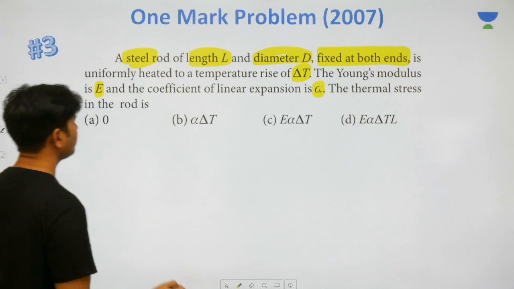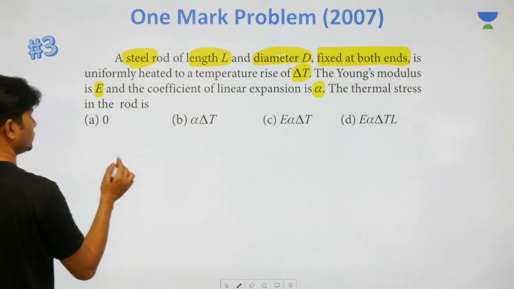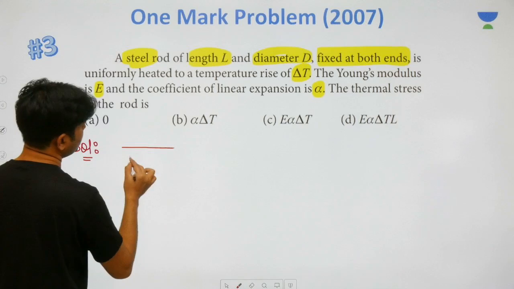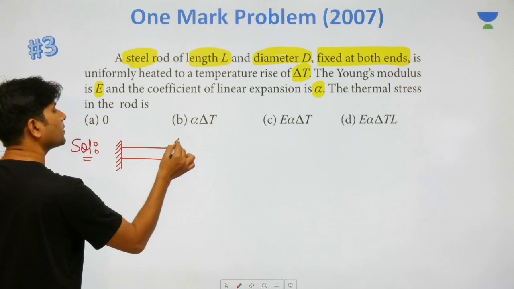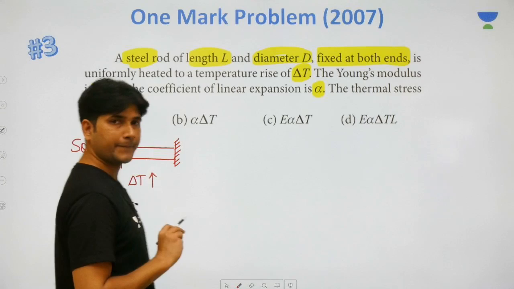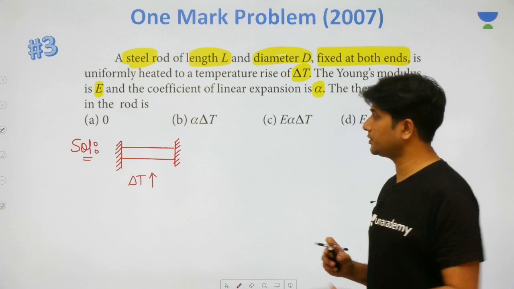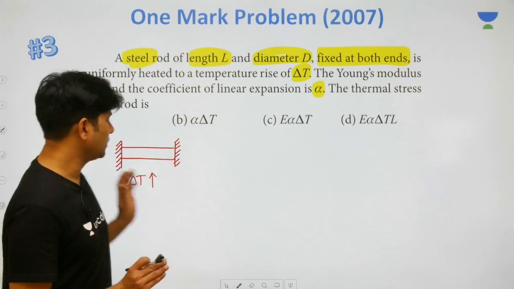So now it is fixed at both the ends, and if it is fixed at both the ends, my dear friends, then you tell me. If it is fixed at both the ends and you are raising the temperature, then is restriction there or not? Sir, complete restriction is there. Why? Because at negative x, at positive x, at both the places you are fixing it. So naturally, you are not allowing it to expand in any given direction.